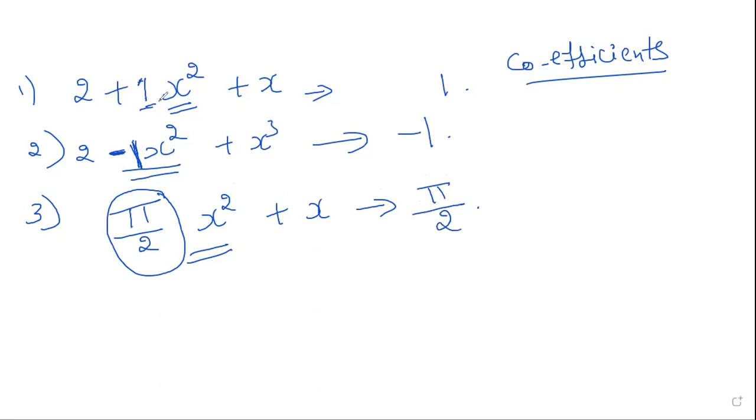Next, the fourth one, square root of 2x minus 1. Children, if you see the equation, we don't have an x squared term here, right? No, there is no x squared term. So I will write 0.